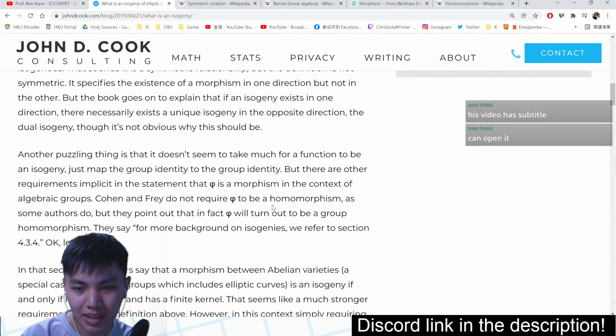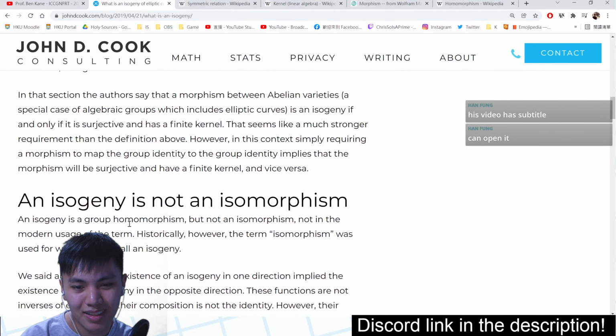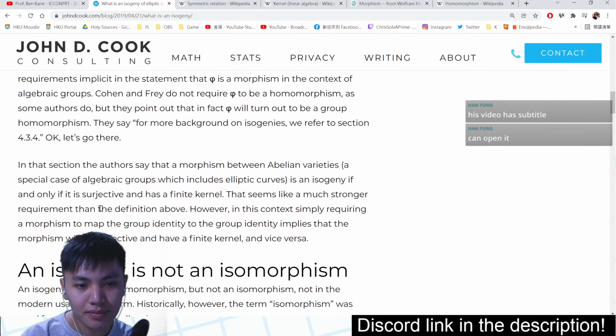Cohen and Frey do not require Fine to be a homomorphism, as some authors do, but they point out that in fact Fine will turn out to be a group homomorphism. They say for more background on isogenies, we refer to section 4.3.4. Okay, let's go there.